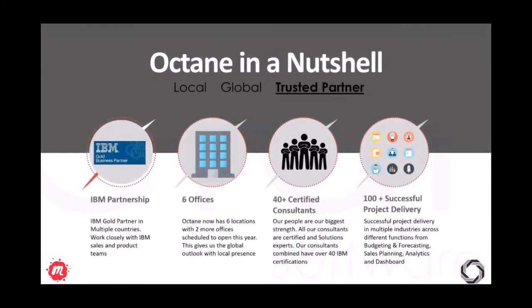Octane, who we are: an IBM Gold partner. We have 6 offices, out of which 2 offices are in Australia and 4 in India. Octane head office is based in Sydney, Australia. We have more than 40 certified IBM Planning Analytics consultants in our 6 offices, and together we have delivered more than 100 projects successfully.